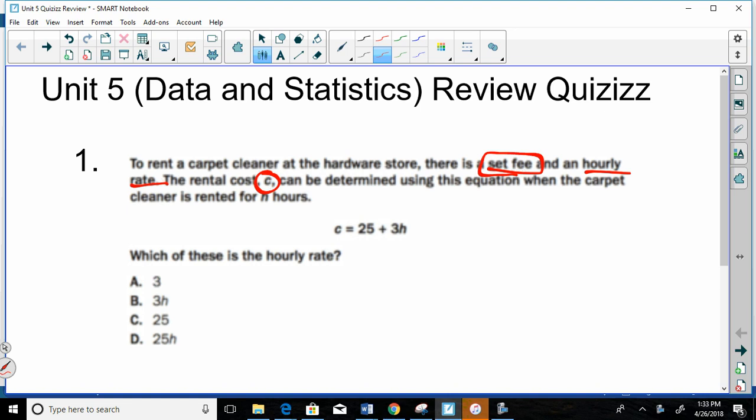The slope, which is what number? 3. Because it's $3 per hour. So 3 would be your slope, H would be your x coordinate.